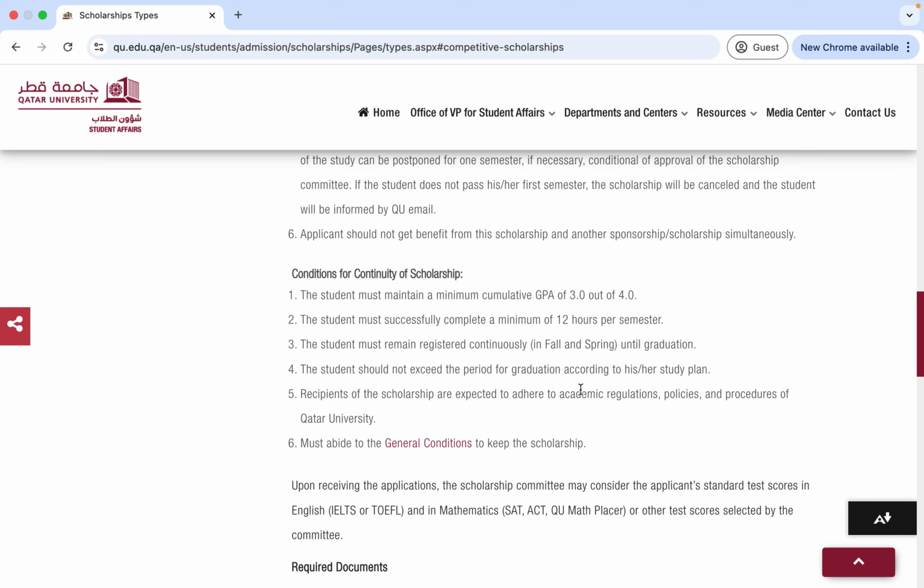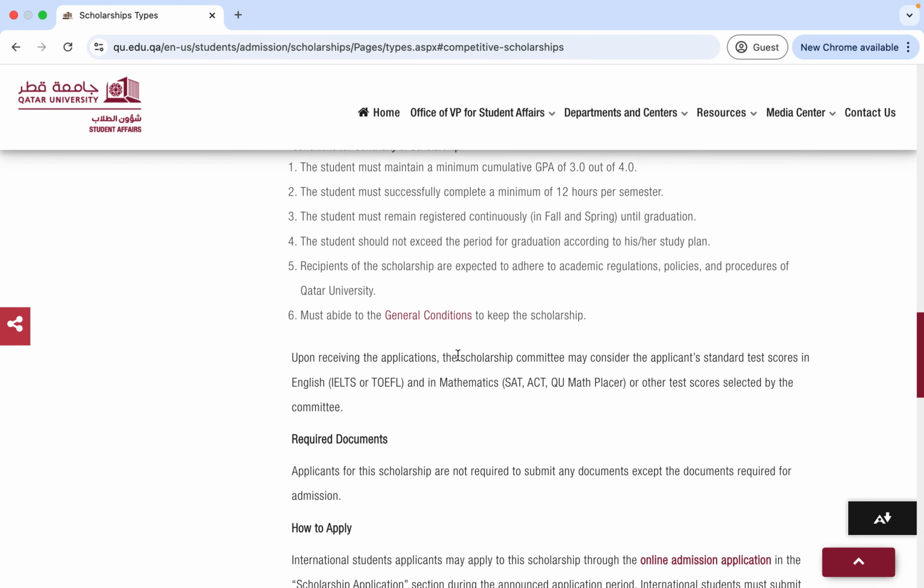Then number four, the student should not exceed the period for graduation according to his or her study plan. So if you take a 3-year course of study, you are expected to graduate in 3 years. If you take a 4-year course of study, you're expected to graduate in 4 years. There is no spillage, right? Or else you lose the status of that scholarship. Recipients of the scholarship are expected to adhere to the academic regulations, policies, and procedures of Qatar University. Then number six, you must abide by the general conditions to keep the scholarship. So you have to go there and read about it, and the rest of it.